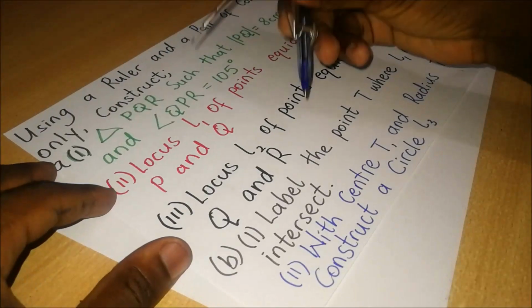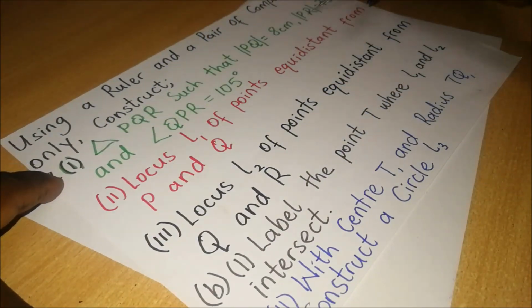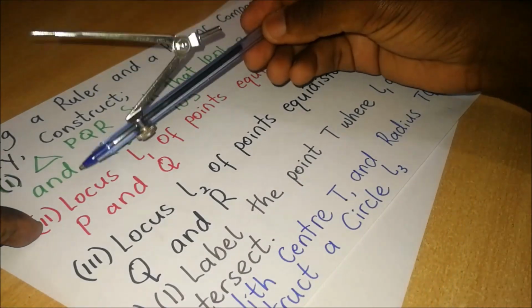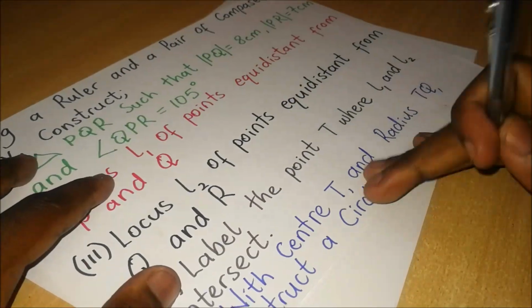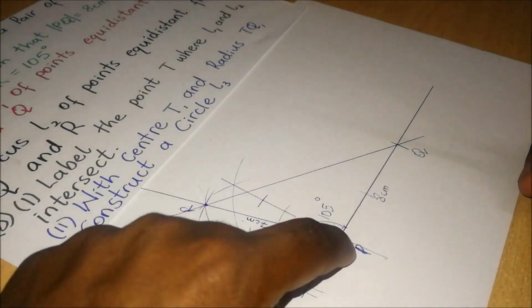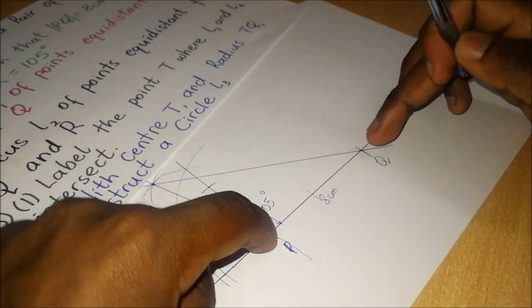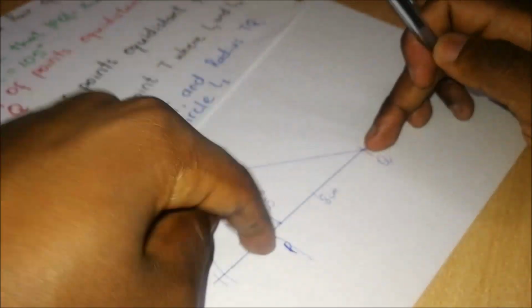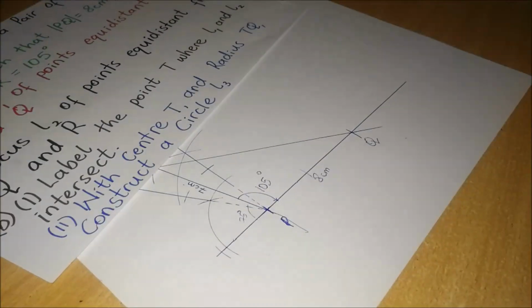So the first question is telling us, of course, that we've finished Roman 1, which we've constructed using a ruler and a pair of compasses only. Roman 2, locus L1 of points equidistant from P and Q. So we have two points, point P and point Q, and a locus of points that is equidistant from P and Q. We bisect the line. The locus of points is definitely the line that is cutting P and Q into two equal parts.